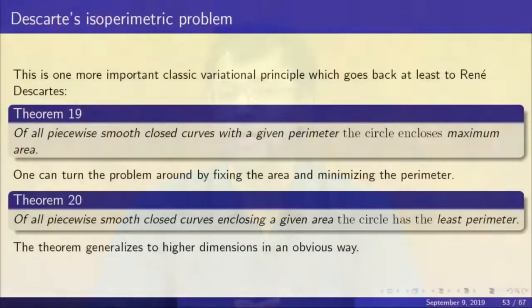Now let us go to the classical problem of Descartes. It actually goes by the name of Diderot's puzzle. It's an ancient puzzle. It's a beautiful application of Parseval's formula. And this was the promised application to a classical problem in geometry. So what is the problem? It is called the isoperimetric problem. So let us look at Theorem 19. Of all piecewise smooth closed curves with a given perimeter, the circle encloses the maximum area.